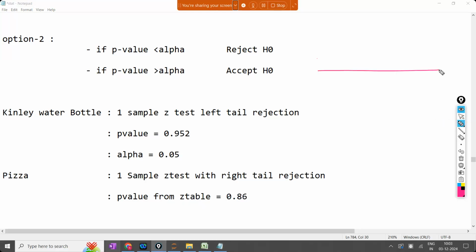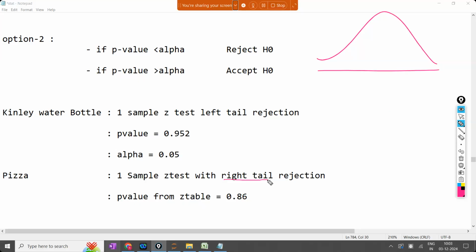Open your Z table. In the Z table, what area are you going to get, left side area or right side area? Do you remember, in descriptive statistics we discussed this? It always gives the left side area. When it gives the left side area, how do we calculate the right side area? 1 minus. Sir, why right side area? Because it is a right tail test, so we stick to the right side area for now.